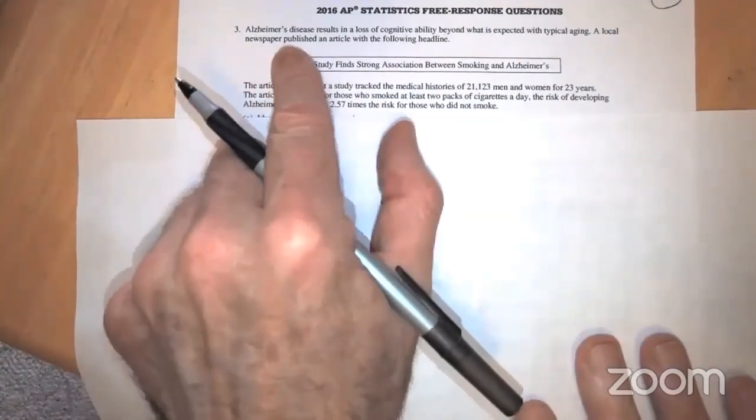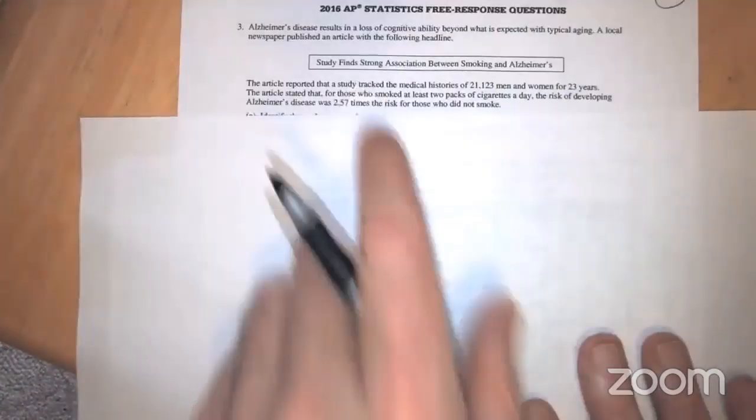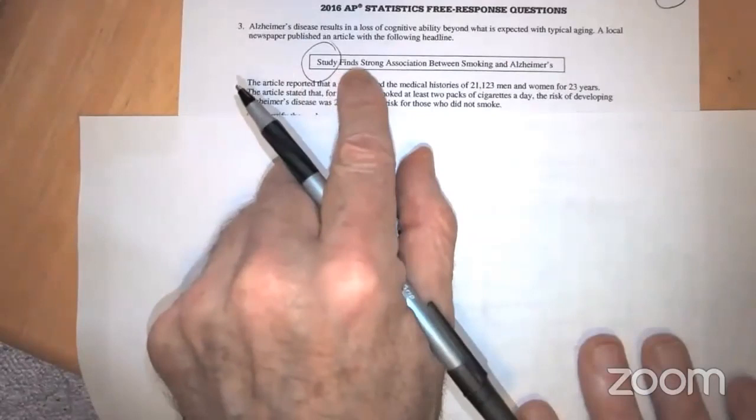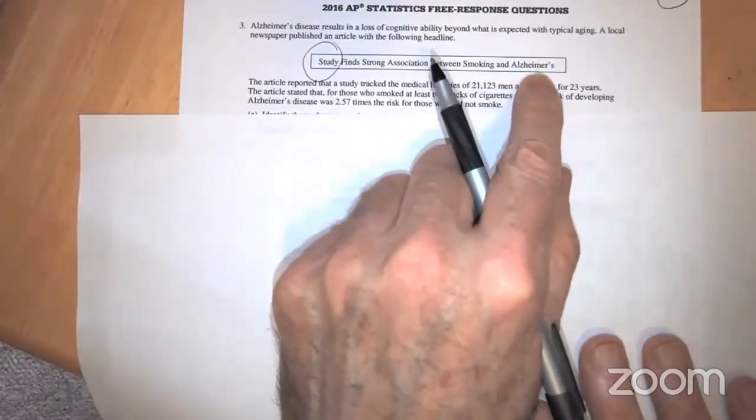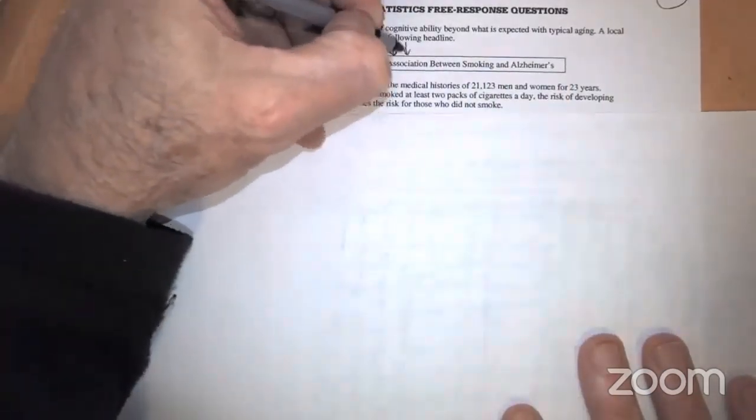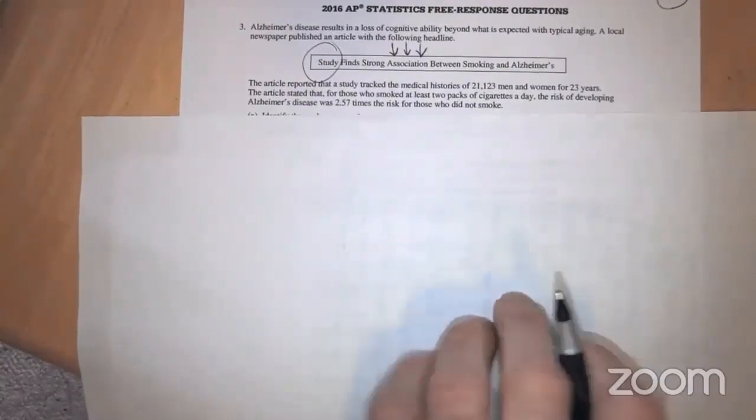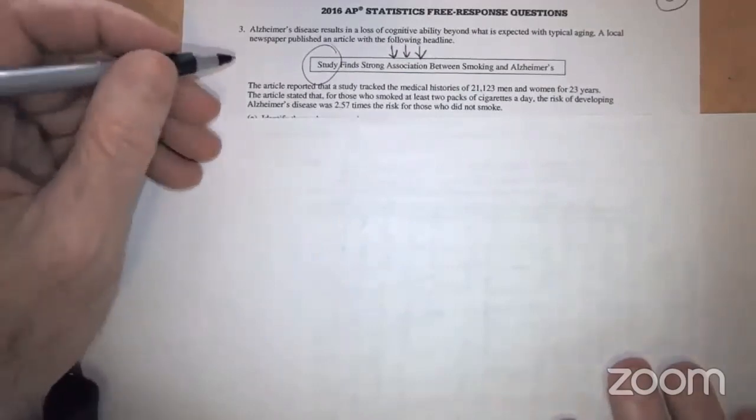A local newspaper published an article with the following headline. Study, I don't know what that means, observational study, experiment, I don't know. Study finds strong association between smoking and Alzheimer's. Okay? Again, study, I don't really know what that means. Association, is this an experiment? Again, it's probably where the problem's going, but I'm just thinking about the problem as I'm reading it.